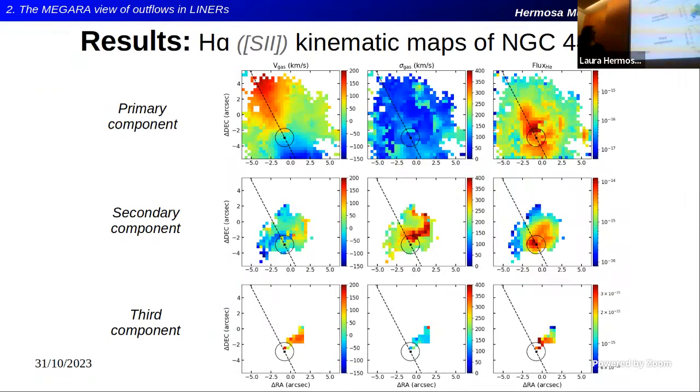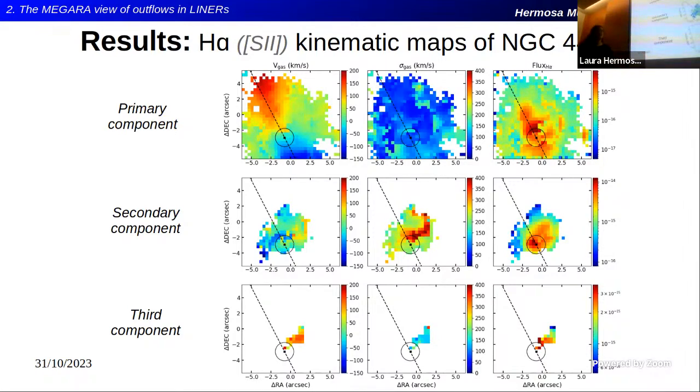So we detected 3 different kinematical components. The first one, as is the case for NGC3226, seems to be gas rotating along the direction of the disk, which is marked by that black line.